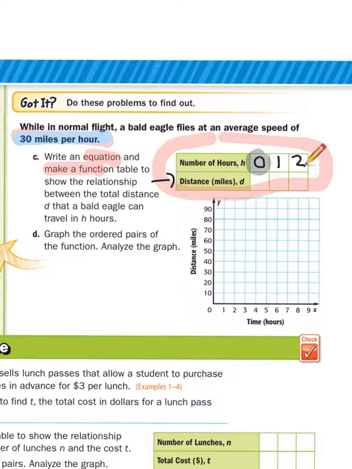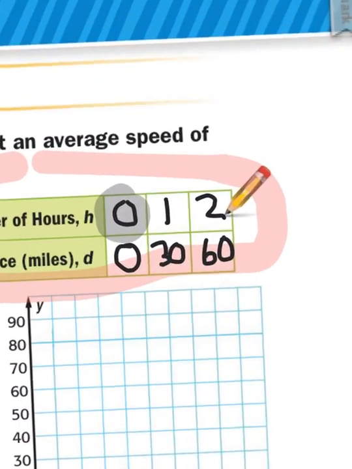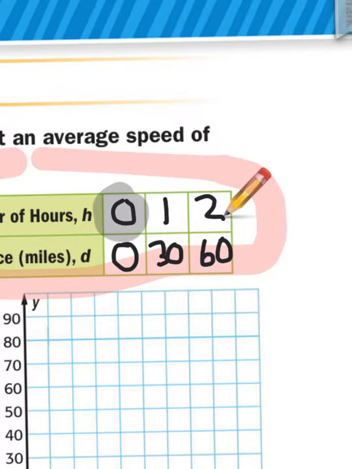Okay, so here's what you should have. If a bald eagle can fly 30 miles per hour, in 0 hours, it's not going to fly any miles. In 1 hour, it's going to fly 30 miles. In 2 hours, it's going to fly 60. Now, what you're really doing here, and I'm going to blow this up real big to make it easy to write, is you are really multiplying the number of hours times 30. So 0 times 30 is 0. 1 times 30 is 30. 2 times 30 is 60.